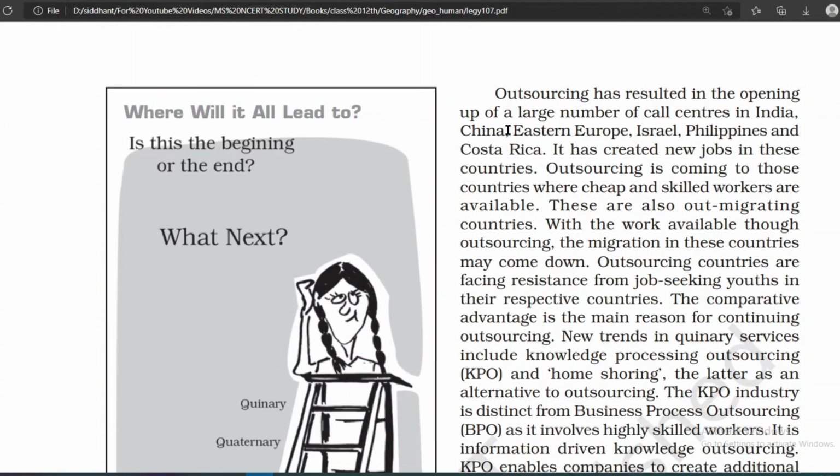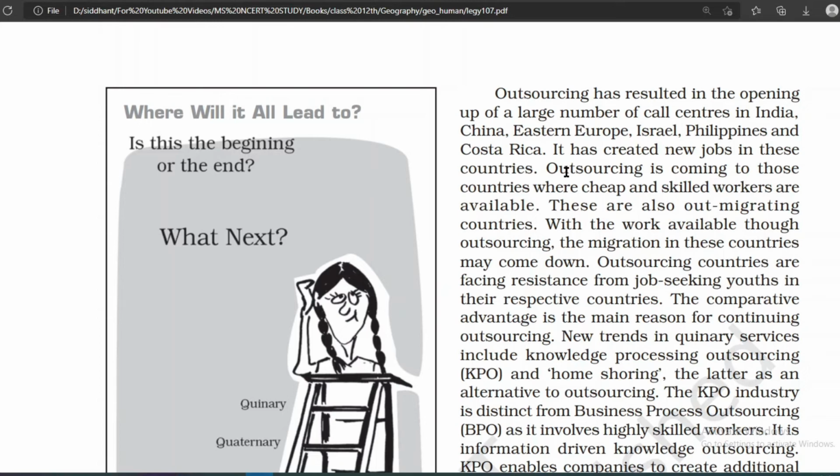Outsourcing has resulted in the opening up of a large number of call centers in India, China, Eastern Europe, Israel, Philippines, and Costa Rica. It has created new jobs in these countries. Outsourcing is coming to those countries where cheap and skilled workers are available.